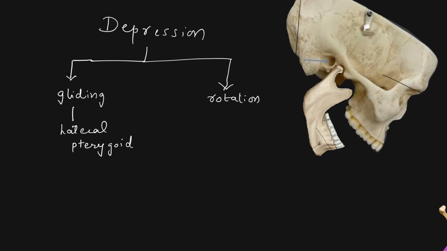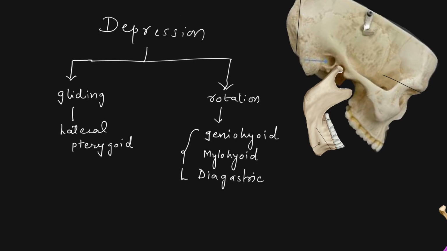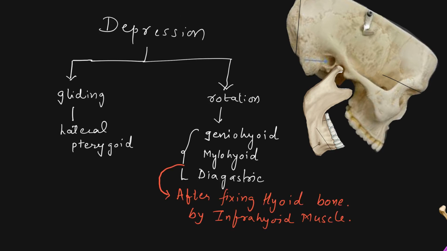Regarding the muscles related to depression, there are two types of movement, so there are two sets of muscles. For the gliding type of movement, it is always the lateral pterygoid. For the rotatory movements, they are the geniohyoid, mylohyoid and digastric. These are part of the suprahyoid muscles. At the same time, when these muscles are doing the movement, the infrahyoid muscles are fixing the hyoid bone.